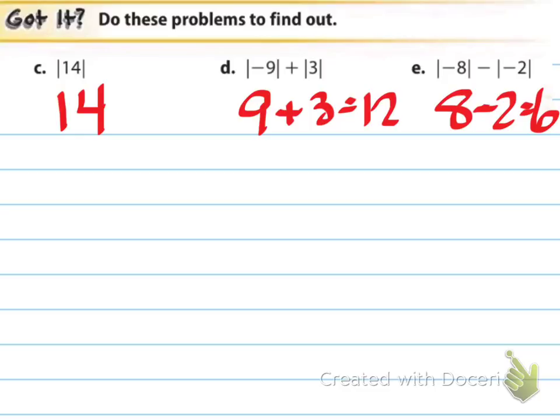All right, so for C, we're just talking about a standard 14. The absolute value of 14 is 14. D, the absolute value of negative 9 plus the absolute value of 3. We're going to do the absolute value of negative 9, which is 9, the absolute value of 3, which is 3, and then we can do 9 plus 3 is 12. For E, the absolute value of negative 1 minus the absolute value of negative 2. We find those absolute values first, which will be positive 8 and positive 2, and then we subtract and we get 6.